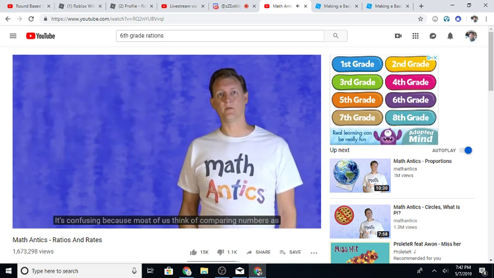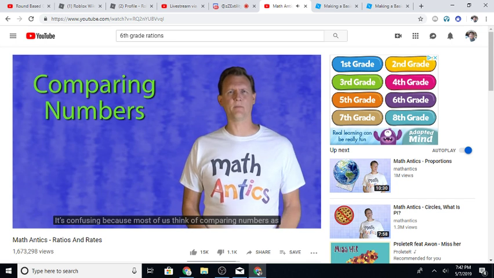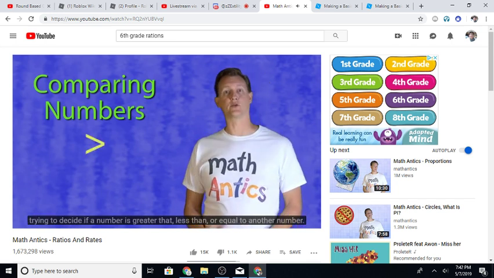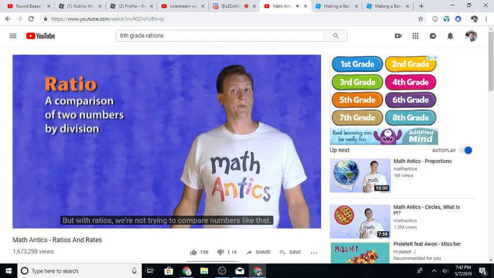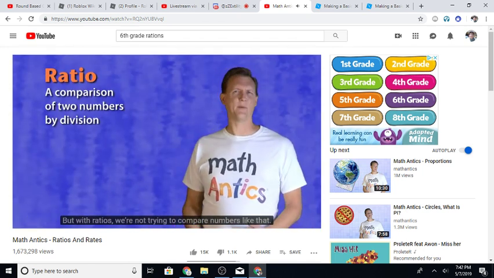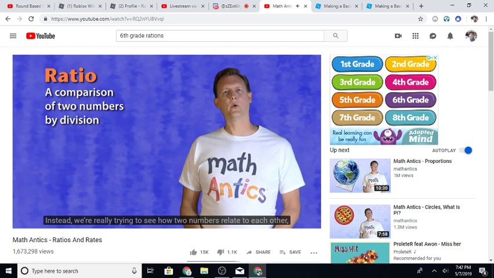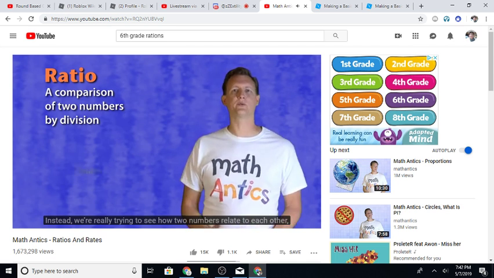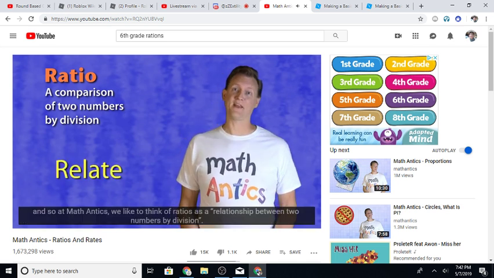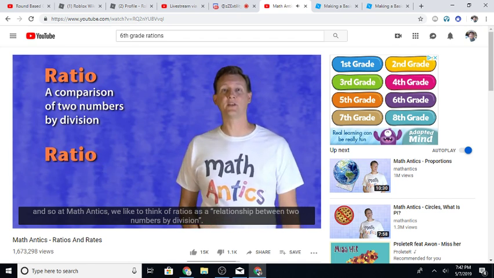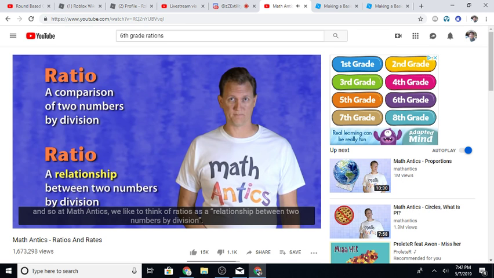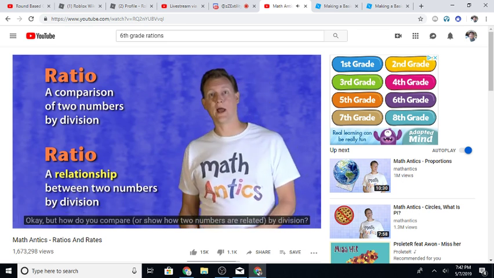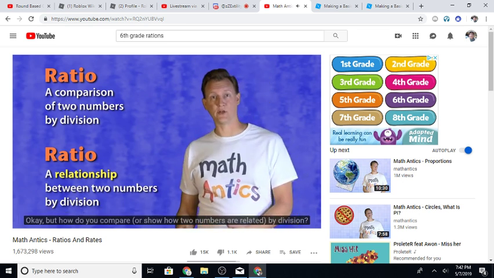And it's confusing because most of us think of comparing numbers as trying to decide if a number is greater than, less than, or equal to another number. But with ratios, we're not trying to compare numbers like that. Instead, we're really trying to see how two numbers relate to each other. And so at Math Antics, we like to think of ratios as a relationship between two numbers by division. Okay, but how do you compare or show how two numbers are related by division?